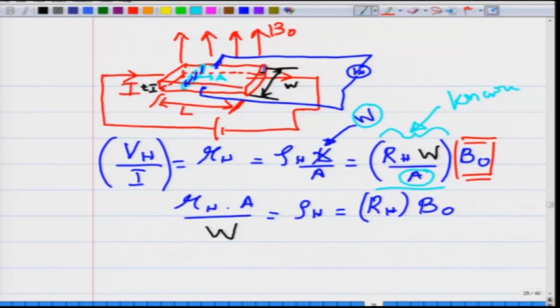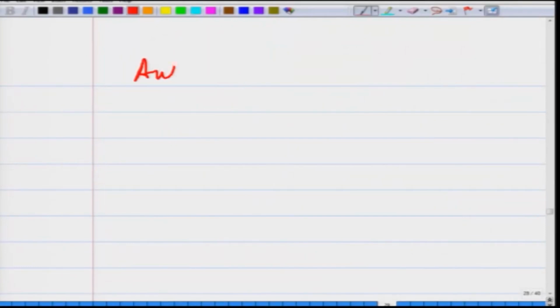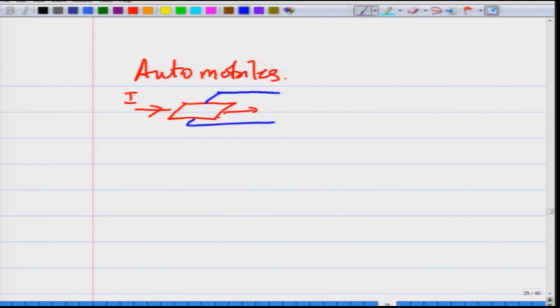Where can it be useful? It is useful in various places. For example, in automobiles, it is used for measuring the level of the fuel in some cases. And how is it measured? It is actually a very neat way. You have a Hall sensor which is placed, a known current is passed through the Hall sensor, and you are measuring the Hall voltage across it, Vh, which is going to be proportional to the magnetic field B naught.